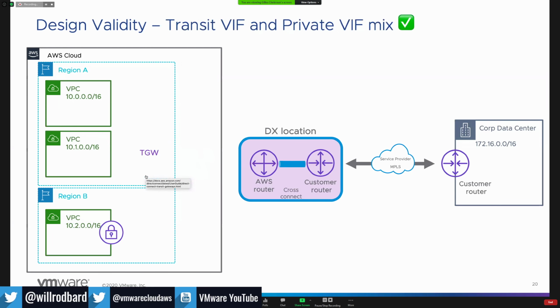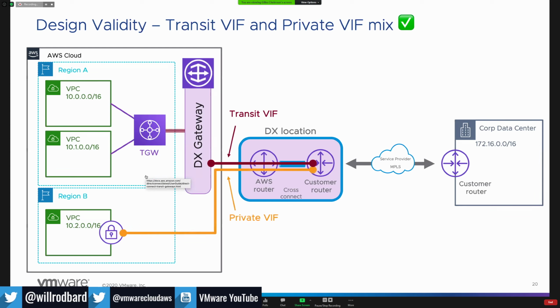Again, transit VIF and private VIF, you can mix if they are separated. So you have your private VIF going to your VPC VGW and the transit VIF associated with your TGW. That's allowed.